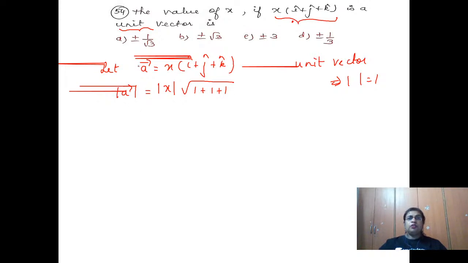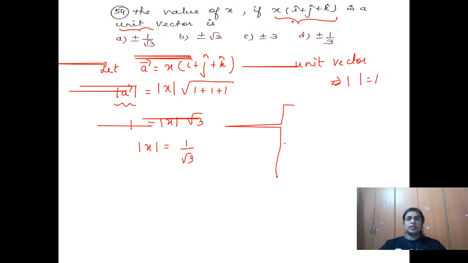So here they have told us this vector has to become a unit vector. So that means we have taken that as a vector, and its magnitude has to become 1. So 1 here is equal to modulus of x into root 3. Okay. So now I want modulus of x is equal to 1 by root 3. Now, let me tell you one secret here for modulus. Okay, very important.